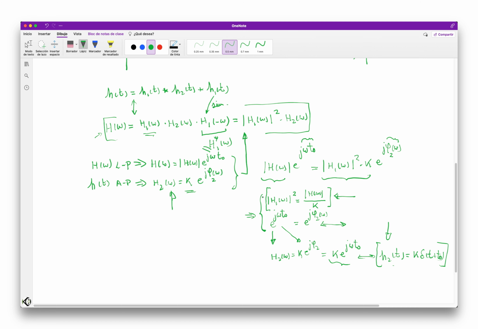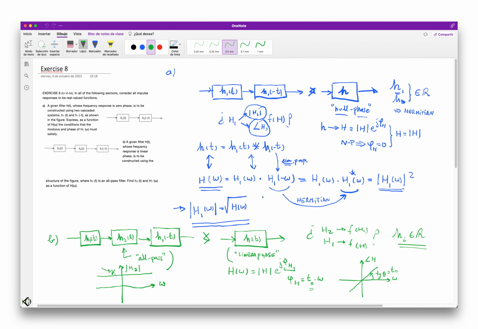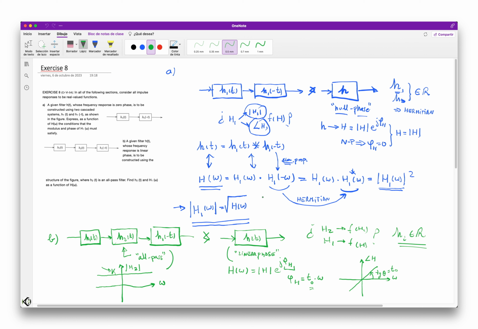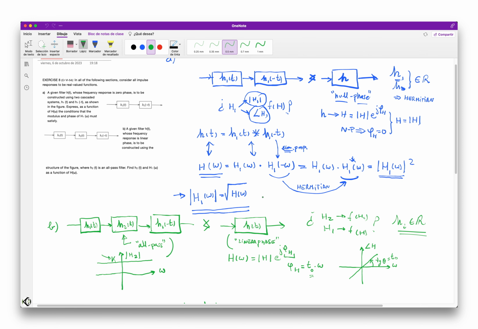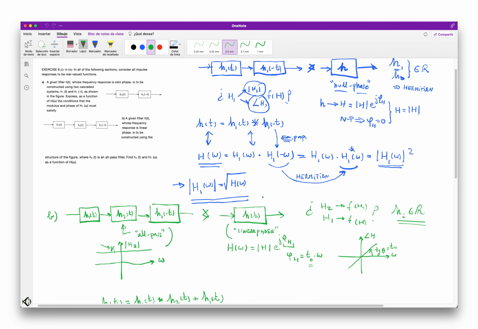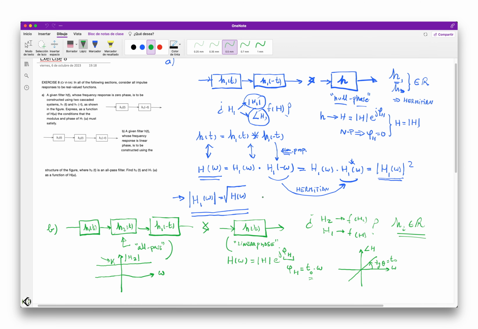Okay, so I hope this exercise is clear. It's an interesting one, I think, because you practice these Hermitian and symmetry properties, and also we learn three very important properties: the null phase, the linear phase, and the all-pass concepts, which are very important concepts of systems. And these types of systems, the ones that are null phase or linear phase or all-pass systems, are very, very frequently used when working with signals and systems.